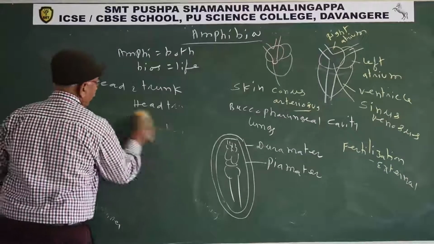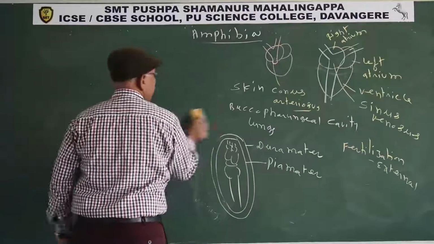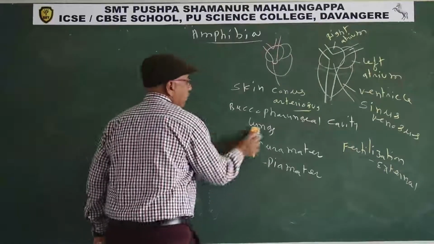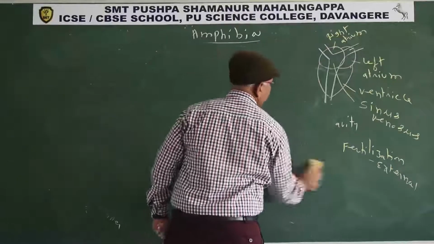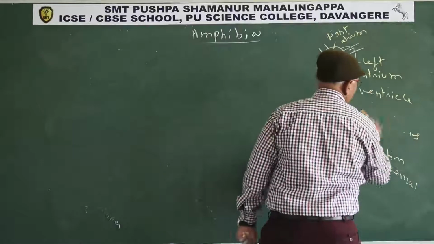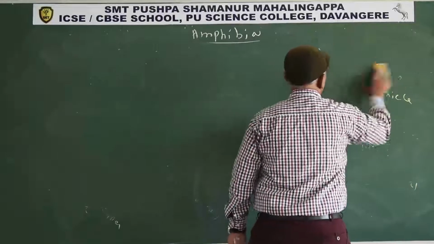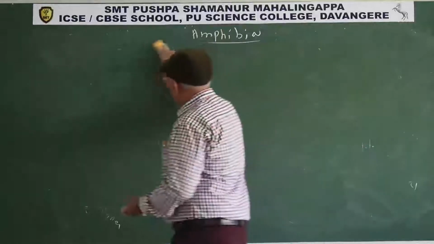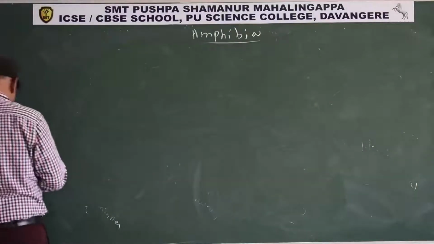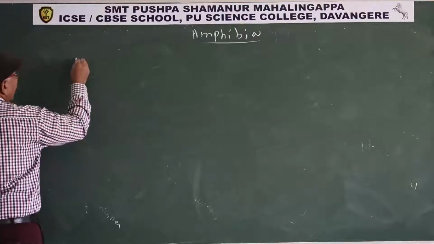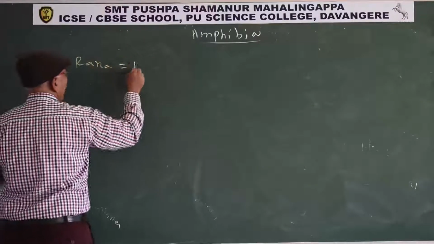Rana, frog. Bufo, toad. Hyla, tree frog. Ichthyophis, limbless amphibian. Salamandra is a salamander. Rana, frog.